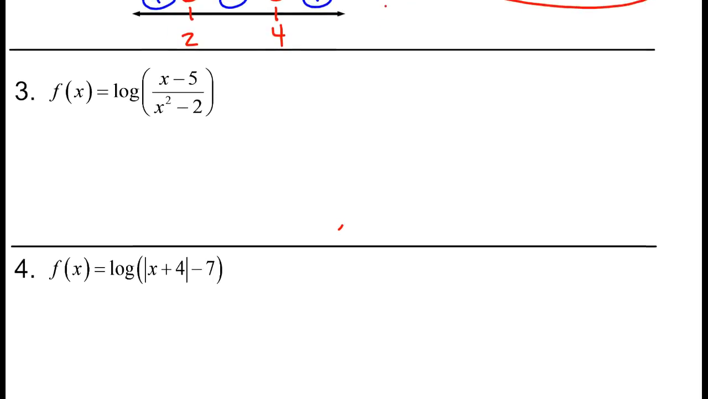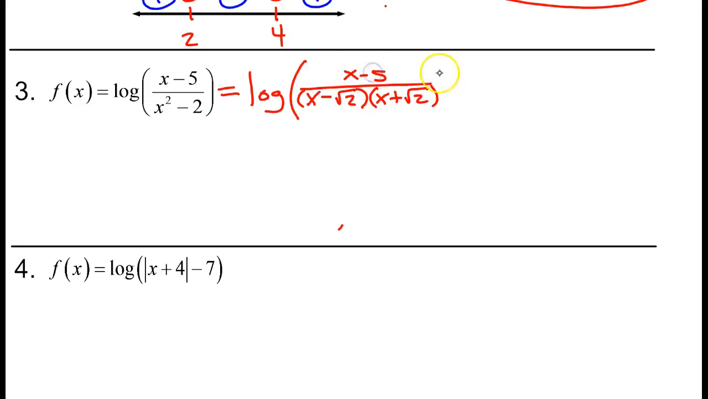f of x equals the log base 10 of the quantity x minus 5 over x squared minus 2. First thing I'm going to do is rewrite this. I'm going to say this is really the log of x minus the square root of 2 times x plus the square root of 2. So how did I know that x squared minus 2 factors into x minus root 2 and x plus root 2? Because I've done a few of these problems before, and I know that can be written as a difference of two squares, and the square root of 2 squared is 2.